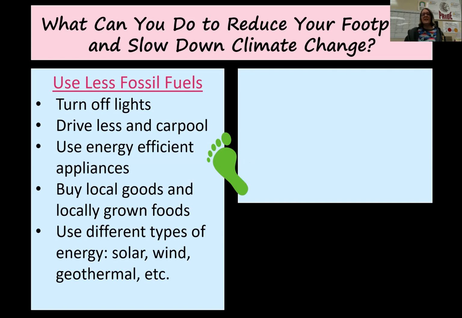And if you can, use different types of energy. If it's a nice day outside, instead of running the AC, open up some windows or doors if you can. Instead of turning lights on, open up the blinds. There's a lot of things that you can do. You don't necessarily have to put solar panels on your roof or anything like that, but you can find creative ways to maybe use less electricity and things like that.